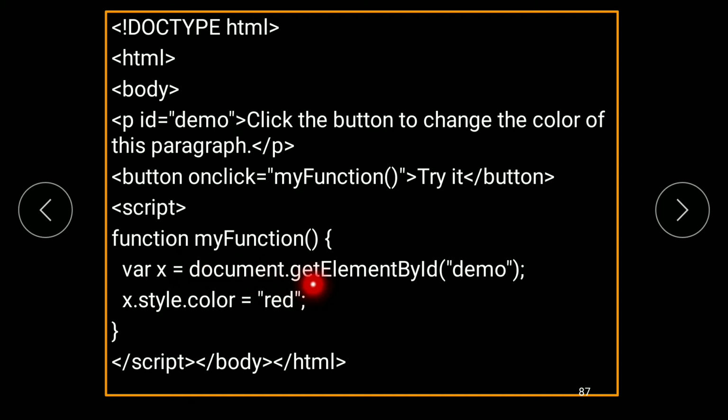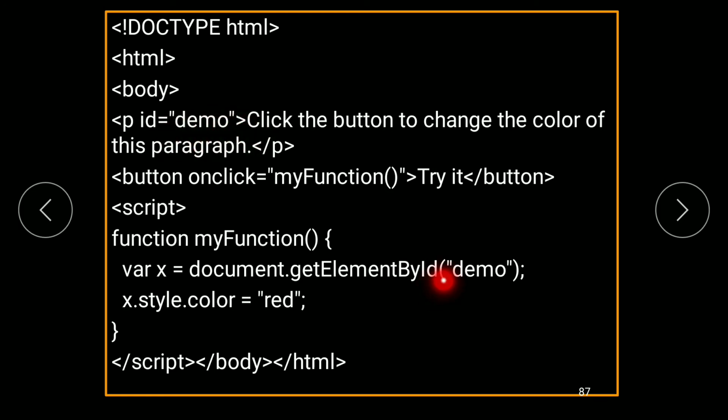So document dot getElementById. I already told you before that whenever you have to write down the properties and the methods, you have to use the dot operator. So document is the object, then dot, then getElementById is the method, and in that, this is very important students, you have to write down the id of the element. Demo is the id of the paragraph tag which we mention here, right?